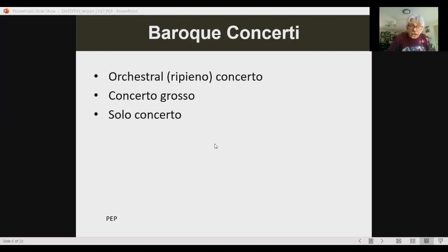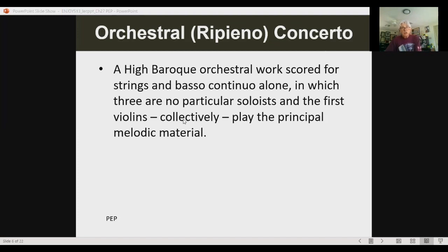And by the way, the plural of concerto is concerti, in Italian, and this is an Italian word. O is singular, and I is plural, like tempo and tempi. I could say probably ritornello and ritornelli. So ripieno concerto.